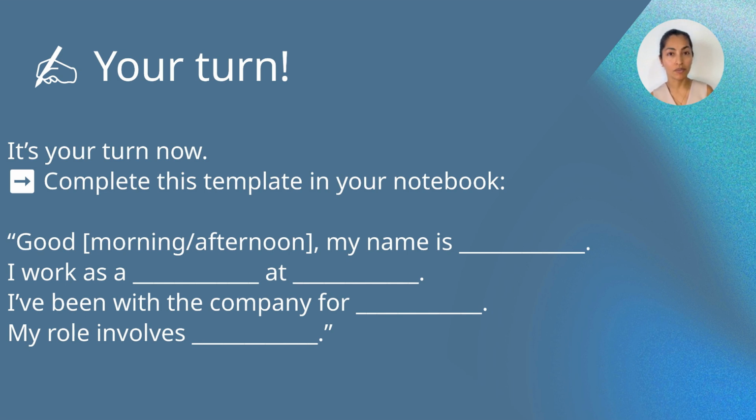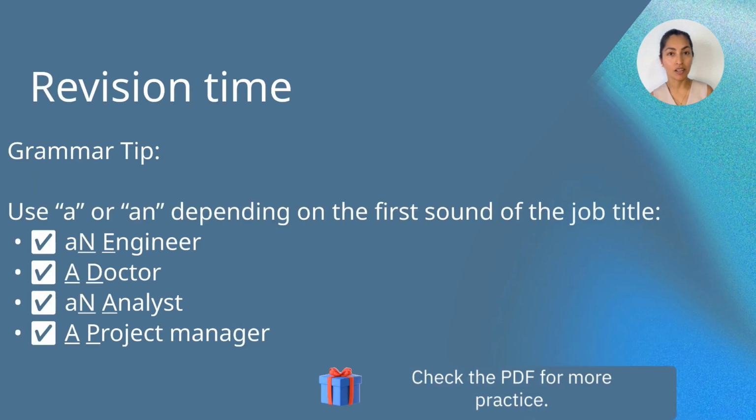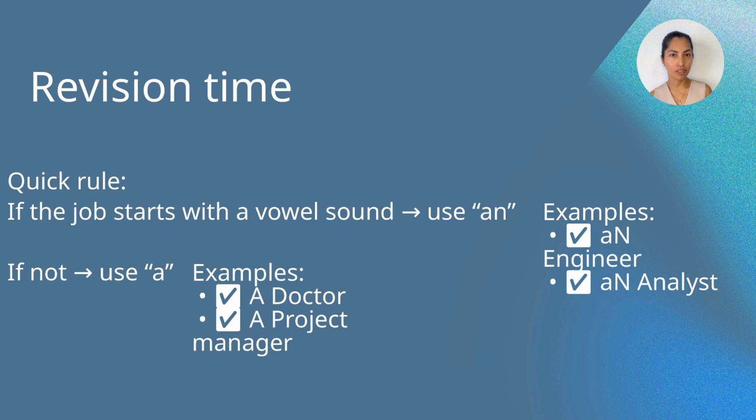Quick grammar tip. Use a or an depending on the first sound of the job title. If it starts with a vowel sound, use an. Examples, an engineer, an analyst. If it starts with a consonant sound, use a. Examples, a project manager, a doctor. Let's recap. An engineer, an analyst, a doctor, a project manager. Pay attention to sound, not just the first letter.